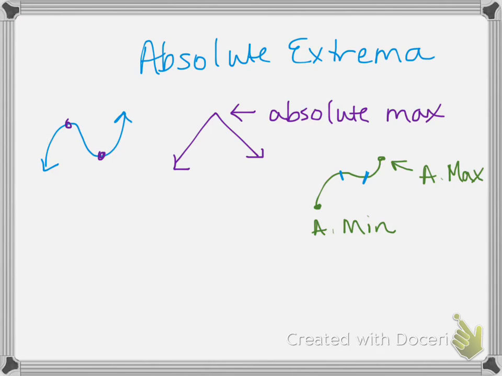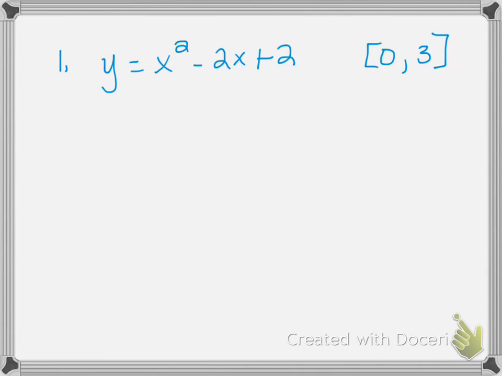So what we're going to be doing is you can look at the graphs and figure it out, but also we're going to be looking at the equations. When you look at the equations, you have to make the number line, find the maxes and mins, and then figure out the absolute one. So let's say that you have y equals x squared minus 2x plus 2. And sometimes they'll give you an interval and sometimes they won't. But in this case, we're given the interval from 0 to 3.